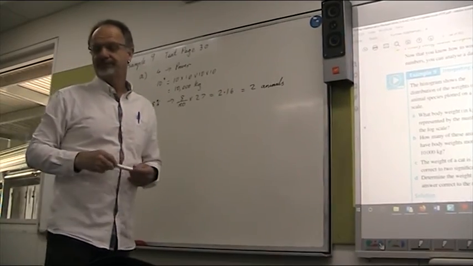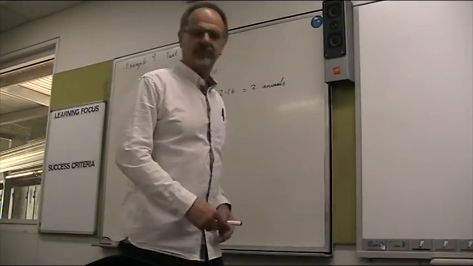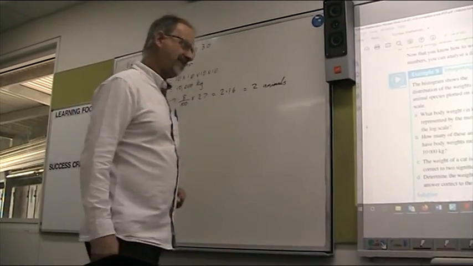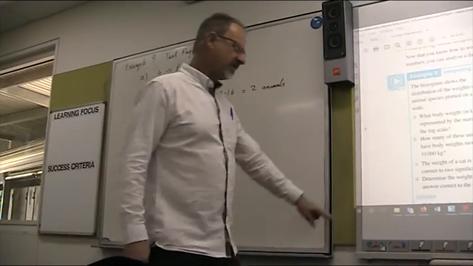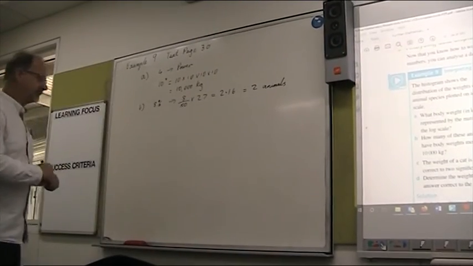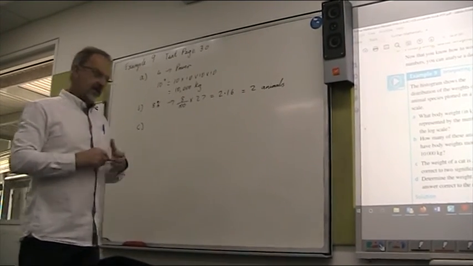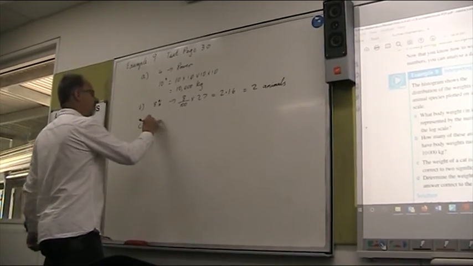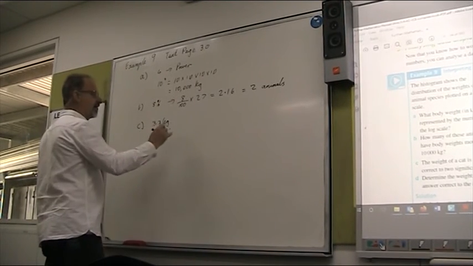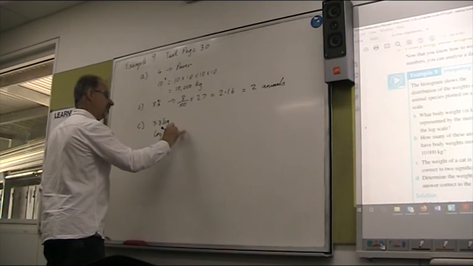All right. Part C says the weight of a cat is 3.3 kilos. Use your calculator to determine the log of its weight correct to 2 significant figures. All right, I'll get to this 2 significant figures bit in a minute. So its weight is 3.3 kilos, and we want to know the log of that. So the log of 3.3.